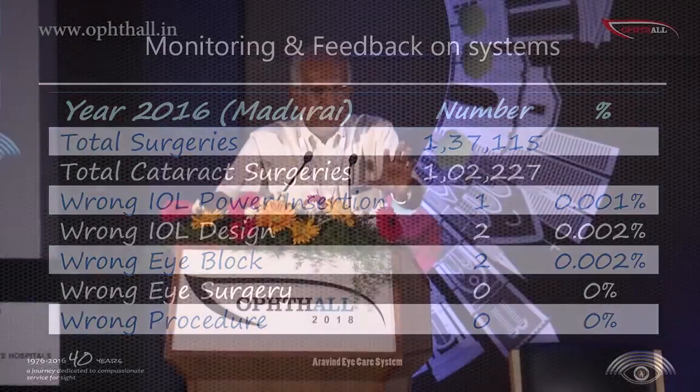And this is where we were a couple of years back. Wrong IOL design, 2 patients out of a lakh of surgeries, it happened. Wrong eye block, 2 patients, but that somehow seems to have been caught because we didn't operate on the wrong eye. And then, once you get this number, how do you get this 2 to 0?